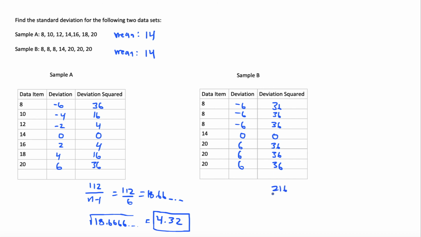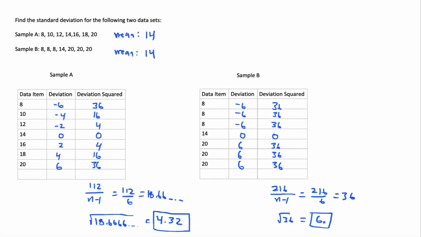Once again, we have to divide that by n minus 1. There are 7 data values, so we divide this by 7 minus 1, which is 6, to get 36. And lastly, the square root of 36 is 6. This is the standard deviation of sample B.